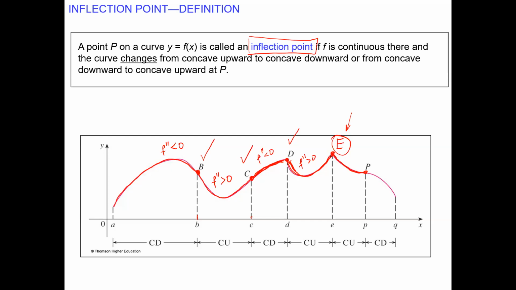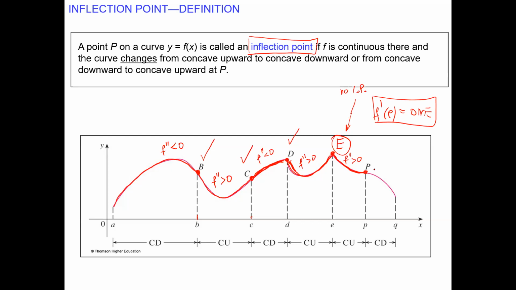Of course, something happened at E. We definitely know that the first derivative at E is undefined because we do have a corner. But talking about the second derivative, it's also positive. That means point E is definitely not an inflection point, because the second derivative is not changing sign.